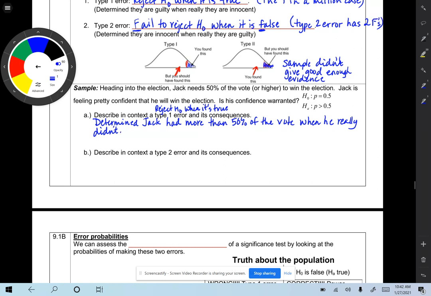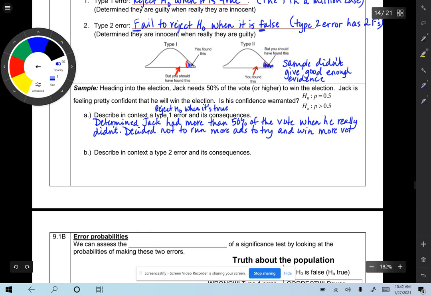What could be a consequence? And this, you just have to list one. So one consequence could be that Jack decided not to run more ads to try and win more votes because he felt safe. So he wanted to save money. So consequence would be decided not to run more ads to try and win more votes because he felt safe. Tried to save money.